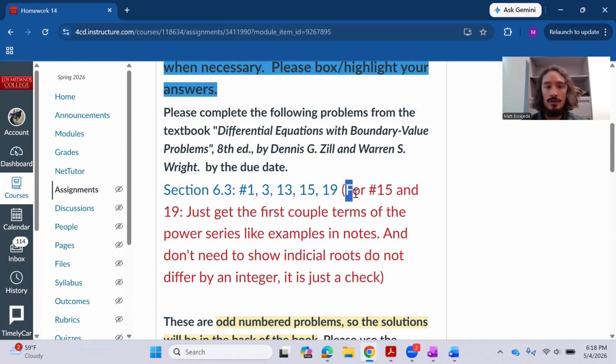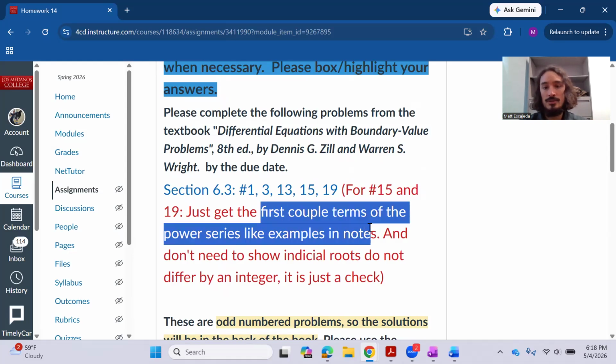For those, I'm sure the textbook says what to do, but just get the first couple terms of the power series. You don't have to get a general solution. Just get the first couple, like a0, a1, a2. That's good enough for me. That's what I've been doing in the video. So just get the first couple terms.